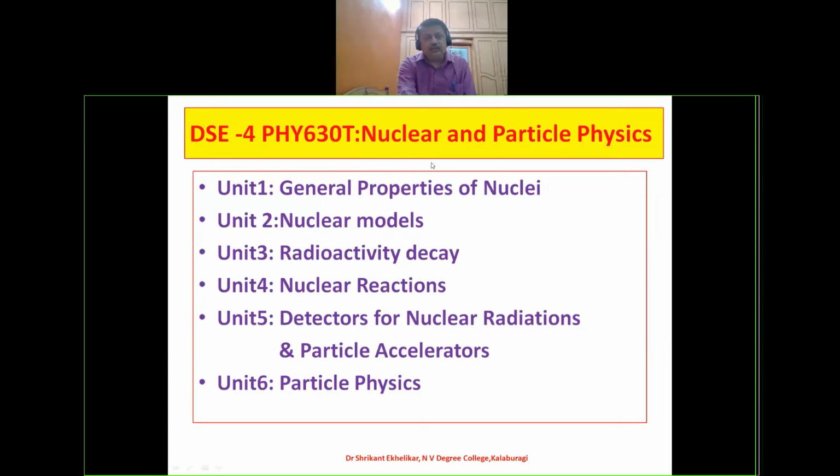So we will start with the first unit. Once again I repeat, the title of the paper is Nuclear and Particle Physics. In this you have 6 units, and the 6 units are general properties, nuclear model, radioactivity, nuclear reactions, detectors and accelerators. Lastly, particle physics, that's elementary particles. So we'll start with the first chapter.